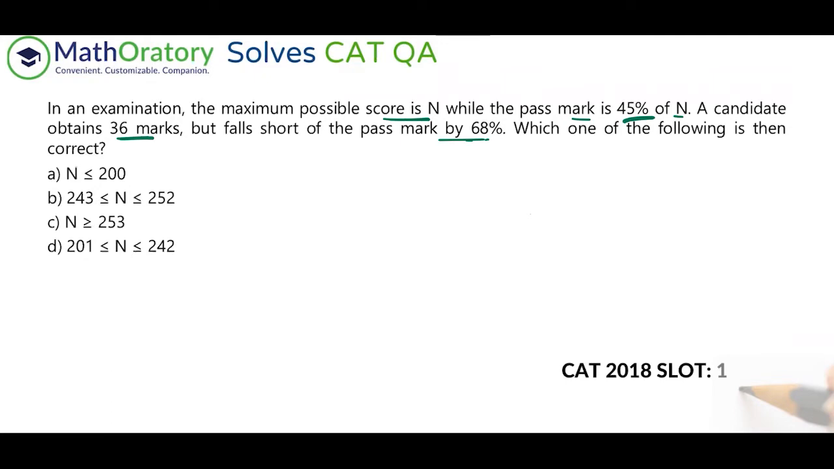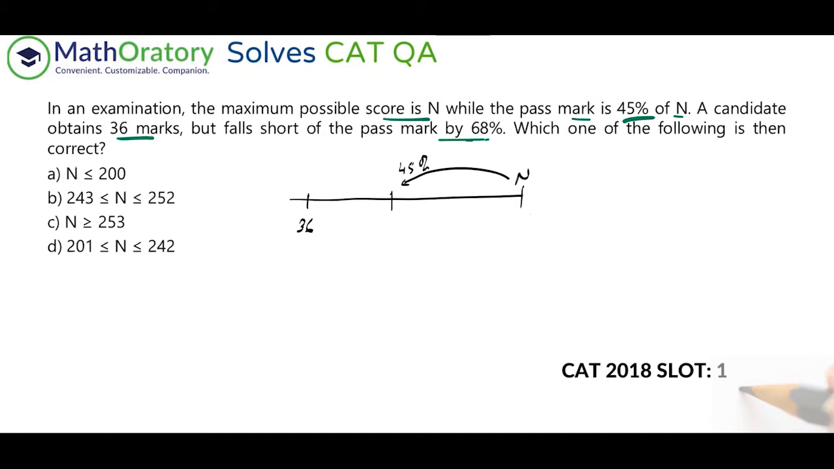So if you visualize this in sort of a diagram, let's say this is the total marks n. The pass mark is 45% of this, and this person who obtains this 36 marks is actually falling short of the pass marks by 68%.